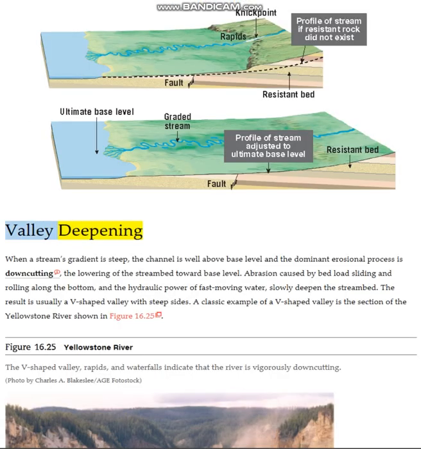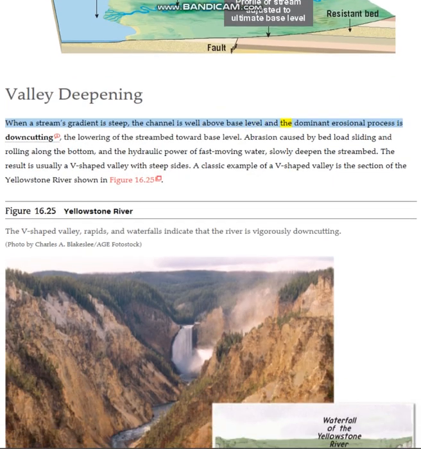Valley deepening. When a stream's gradient is steep, the channel is well above base level and the dominant erosional process is downcutting, the lowering of the stream bed toward base level. Abrasion caused by bed load sliding and rolling along the bottom, and the hydraulic power of fast-moving water, slowly deepen the stream bed. The result is usually a V-shaped valley with steep sides. A classic example of a V-shaped valley is the section of the Yellowstone River shown in figure 16.25.